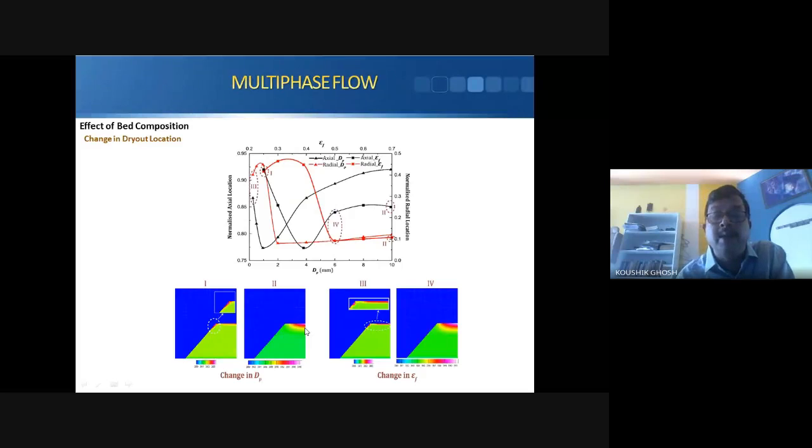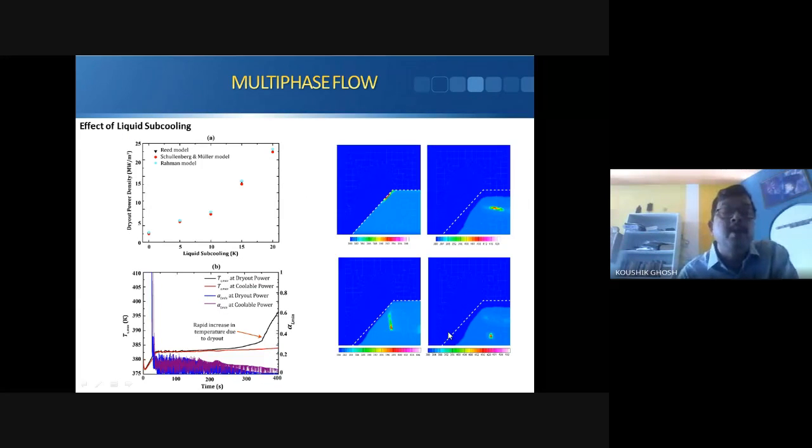Similarly for porosity at the bed level, why are we doing this? Because the bed pattern is a statistical process. The particle diameter may vary, and the porosity may vary depending upon several situations. So we have done a parametric analysis. You can see how it influences the dry out point significantly. With the change in porosity, you can see the dry out patch is changing. Now we have seen the liquid subcooling level.